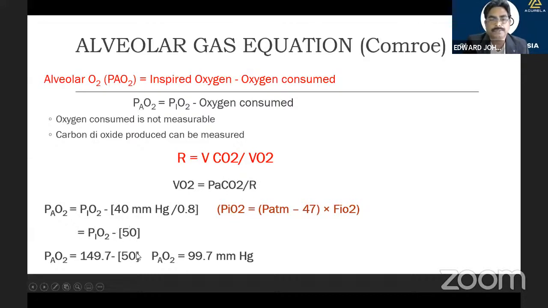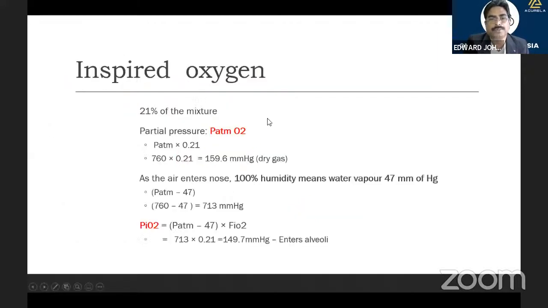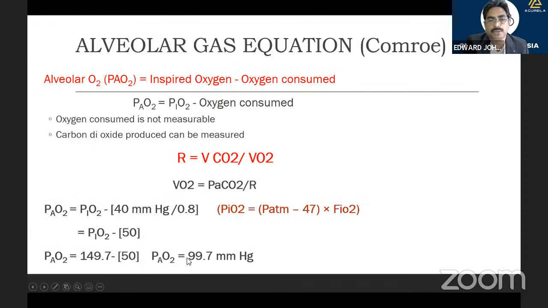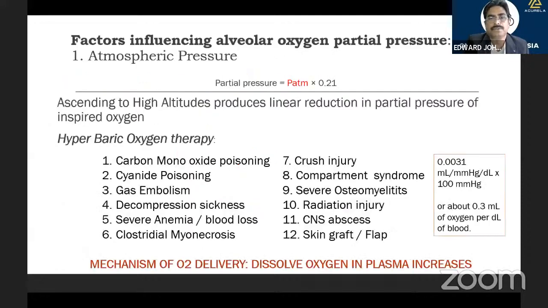So you have to deduct this 50 from the inspired oxygen partial pressure. So 150 minus 50 is 100 mm of mercury. So the partial pressure of oxygen in the alveoli, after the alveolar gas equation calculation, comes to around 100 mm of mercury. In the atmosphere it was 160. It comes down to 100 mm of mercury in the alveoli after taking up the water vapor and getting diluted by the carbon dioxide. So what are the factors that determine the alveolar oxygen partial pressure?